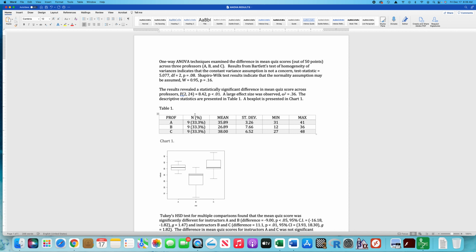Now, when we have a balanced design, you should always include the sample size for each, in this case, professor, and the percentage. It's not as exciting when we have a balanced design, but in an unbalanced design, we definitely would need that information. And I always include the mean, standard deviation, and the min and the max.